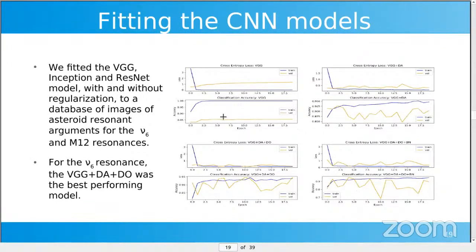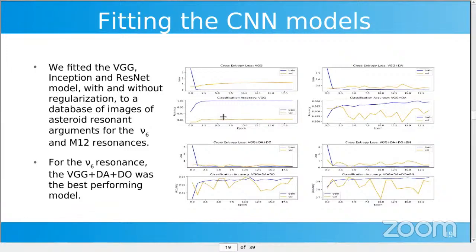So for the nu-6, we fitted the VGG, Inception, and ResNet models with and without regularization for a data set of images, using the resonant argument. We did it originally for the nu-6, and also for another resonance, a mean motion resonance with Mars, the 1 to 2. For the nu-6 resonance, the VGG plus data augmentation plus dropout was the best performing model, and you can see it in the third set of images in these slides.